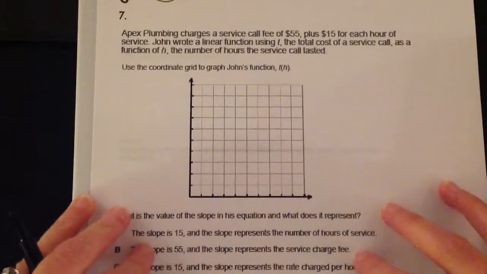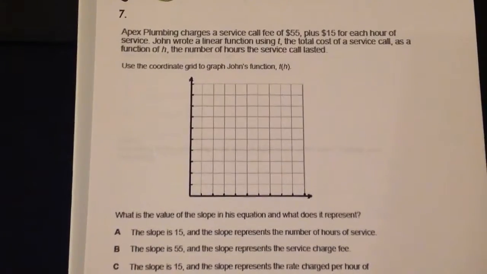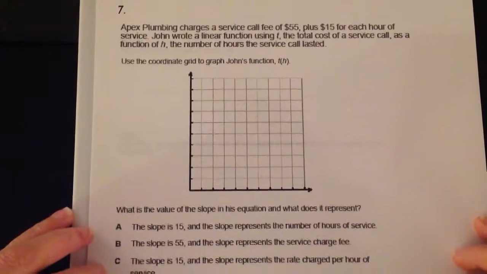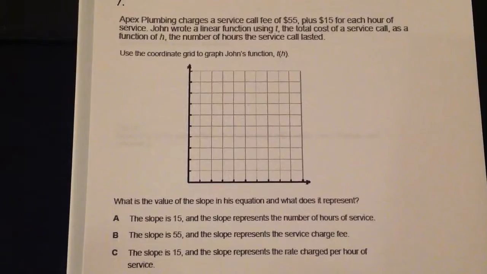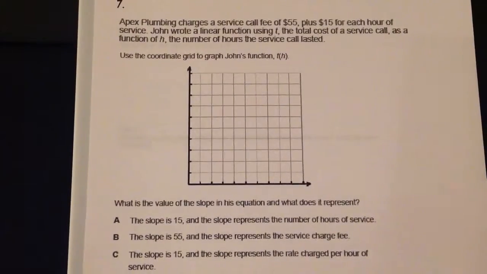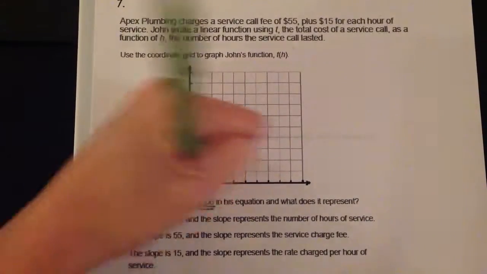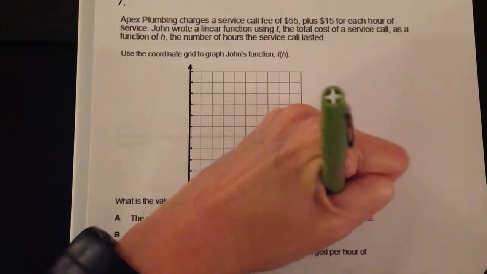Okay, looking at the last question on this page, we've got Aplex Plumbing charges a service fee of $55 plus $15 for each hour of service. John wrote a linear function using T, the total cost of a service call, as a function of H, the number of hours the service call lasted. So we can use a coordinate grid if we want, and we're really trying to figure out what is the value of the slope and what does it represent.